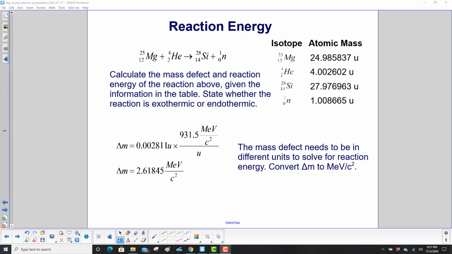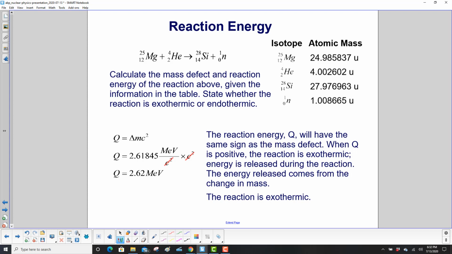The mass defect needs to be in different units to solve for the reaction energy. So let's convert the mass defect to MeV per c squared like a nuclear physicist would. So here's our atomic mass units. Here's a conversion: 931.5 MeV per c squared equals 1 atomic mass unit. And we get a mass defect of 2.61845 MeV per c squared.